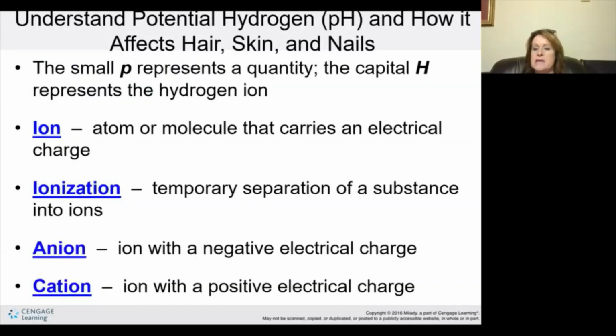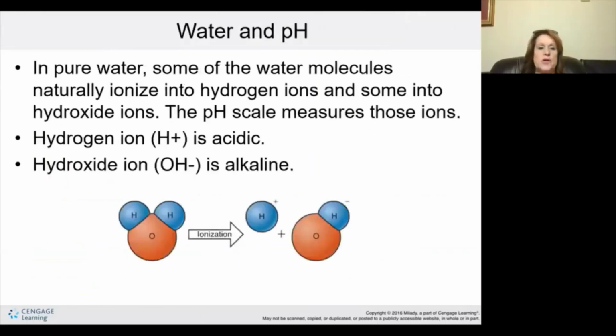All right, an ion is an atom or molecule that carries an electrical charge. That's what an ion is. And ionization is the separation of an atom or molecule into positive and negative ions. So when they separate, that's called ionization. An anion is an ion with a negative electrical charge. And a cation is an ion with a positive electrical charge. Make sure that you know all those.